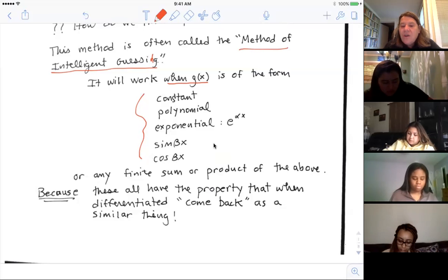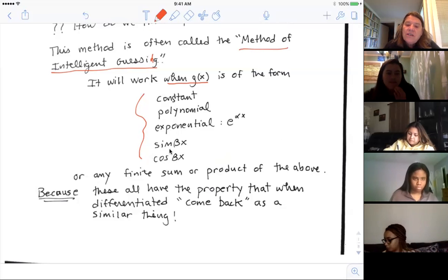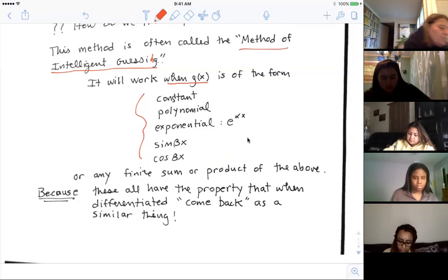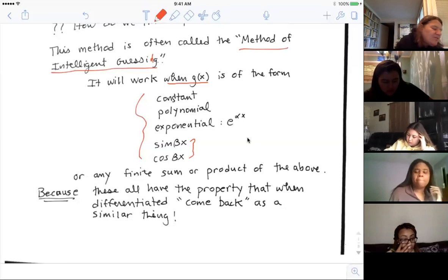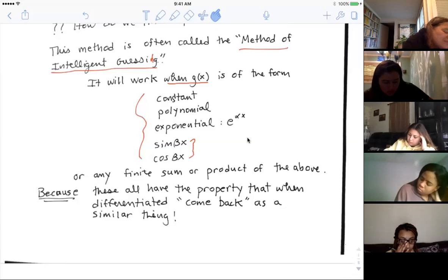Remember how they alternate. The derivative of sine is cosine. The derivative of cosine is minus sine. So when you look at a sine and a cosine, you're going to get a bunch of sines and cosines back. So we're going to eventually look at these as a pair, because we get sines and cosines back when we differentiate sines and cosines. So that's the kind of functions that this method works on.